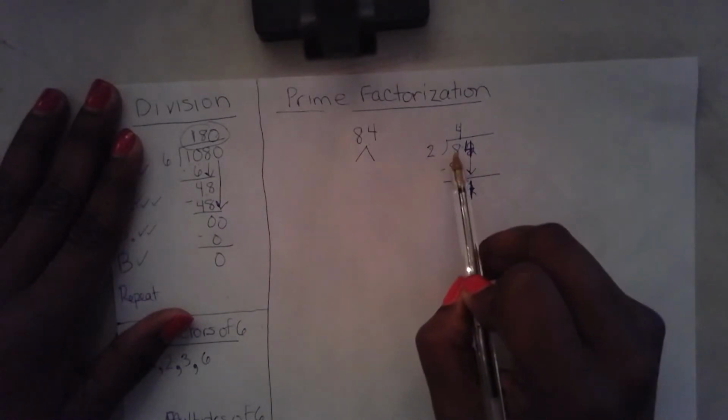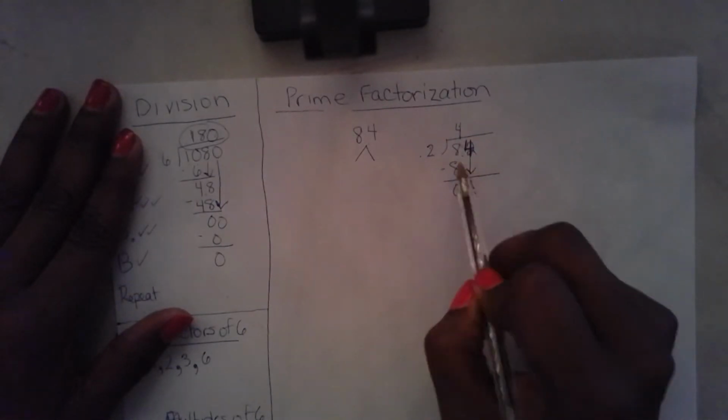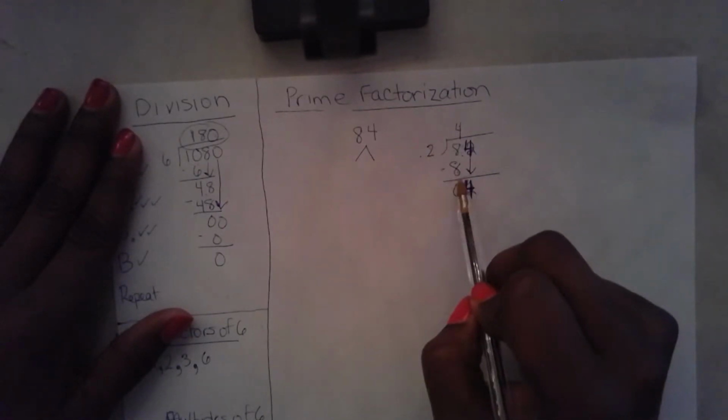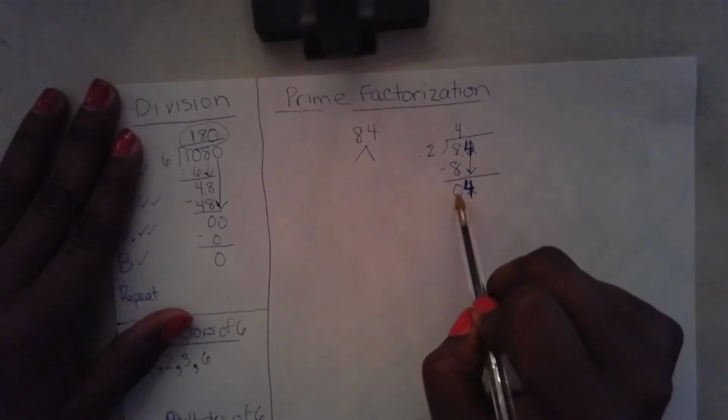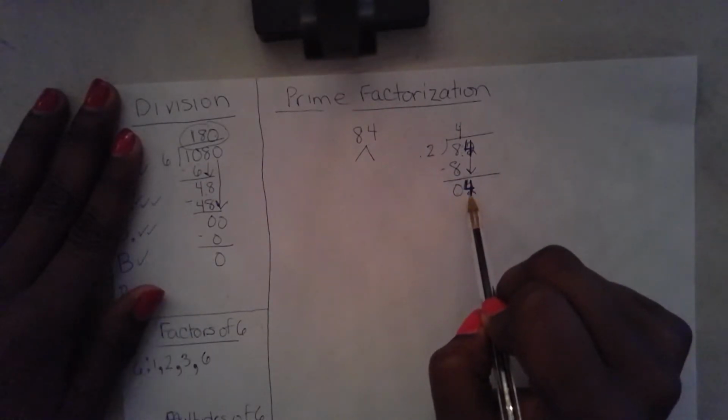So let's start over. 84 divided by 2. 2 still goes into 8 4 times. That's still true. Subtract or multiply 4 times 2 is 8. Subtract 8 minus 8 is 0. Now I brought down the 4. 8 minus 4.